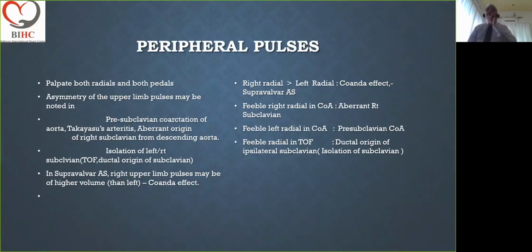In tetralogy, rarely you may find that a pulse is weak. If you see that, the first thing to look for is whether the child had a BT shunt on that side, in which case that subclavian could be compromised. This is a child who has not been operated. Tetralogy may be associated with a ductal origin of the ipsilateral subclavian. You say that there is an isolation of the subclavian and then that pulse is feeble.